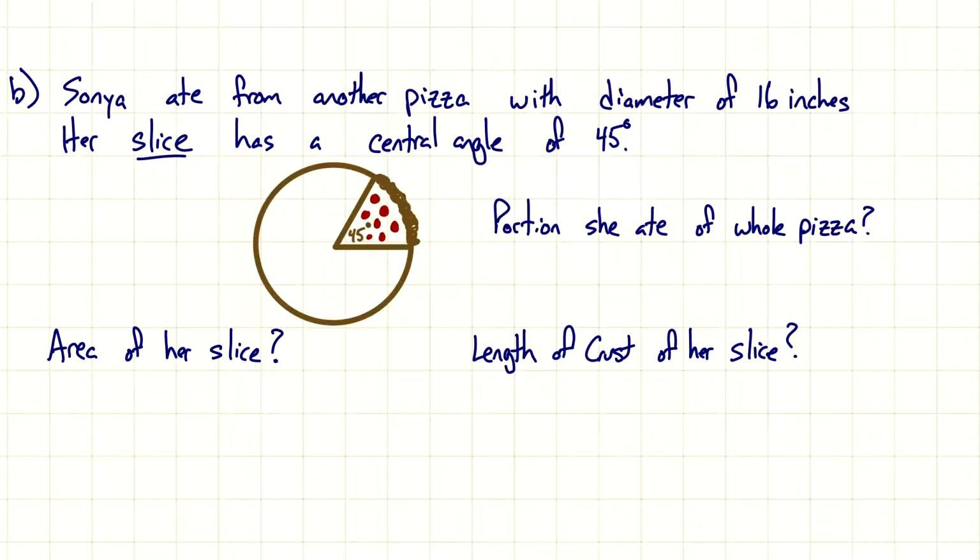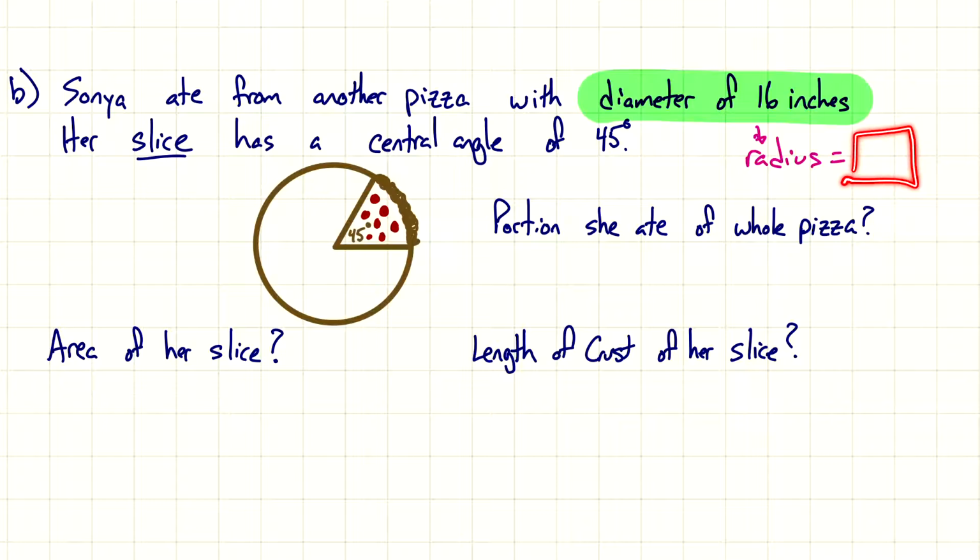So starting with how big the pizza is, right? Because they did tell us it has a diameter of 16 inches. So that's going to tell us our radius is equal to, all right, let's see if you could tell me what that is. All right, if you said 8 inches, you'd be correct.